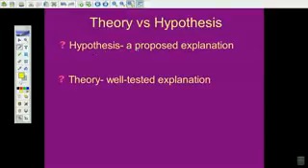I want you to know the difference between a theory and a hypothesis. A hypothesis is a proposed explanation. It's going to be something that you can test. It's not an opinion. You have to be able to test a hypothesis. You have to be able to develop an experiment to test your hypothesis.